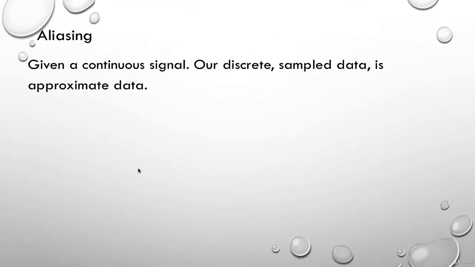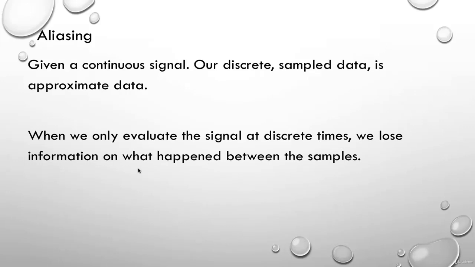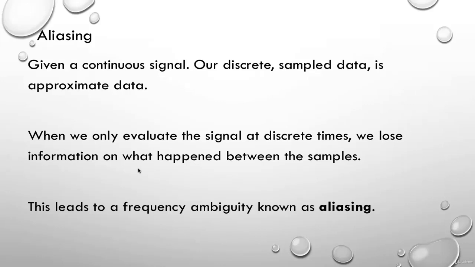And so here's aliasing. This is a very important idea in signal processing. If I have a continuous signal, our sample is discrete data, and so this is only approximating the actual continuous signal. And so when we sample at discrete times, we lose information about what happened between the samples. So this is an approximation. We have to be careful that our approximation is valid. And so this leads to a problem known as aliasing. The idea is that we're not really sure if our sample really matched up with the actual original data.